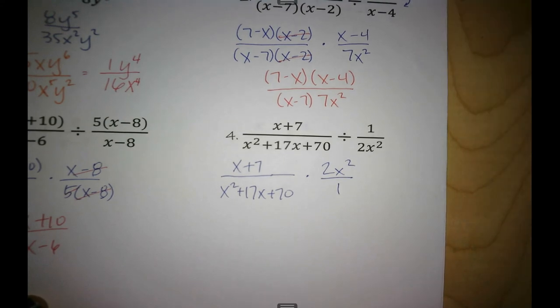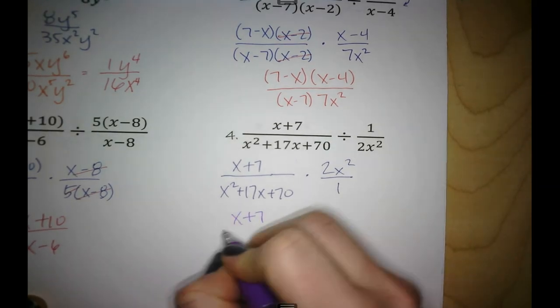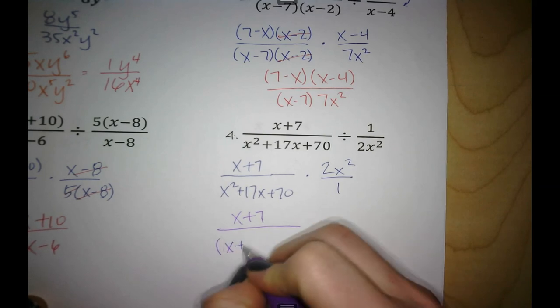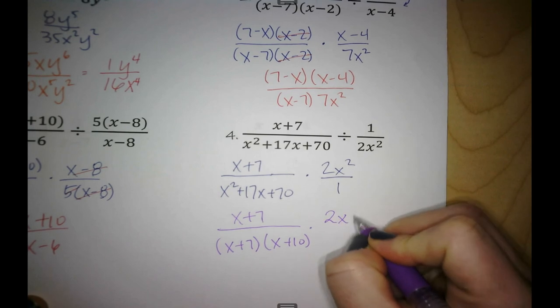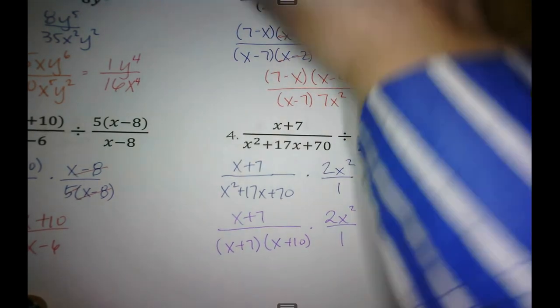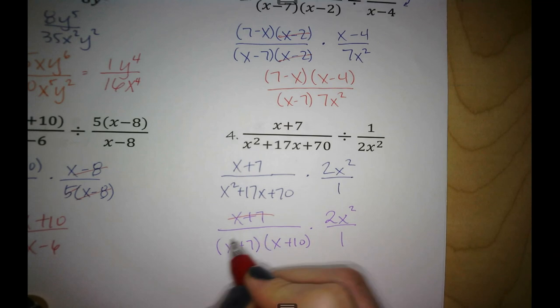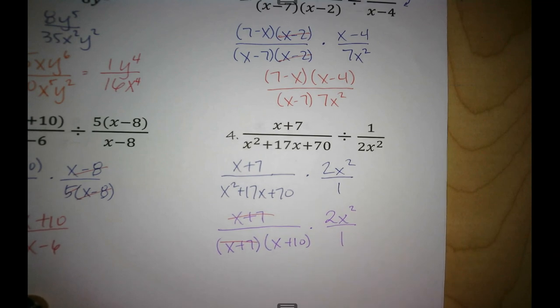So remember your cheat in your calculator, menu 331. I'm typing in 1, 17, and 70. And my factors here, x plus 7 on top, is x plus 7 and x plus 10 times 2x squared over 1. All right, we can eliminate this, and that looks like it. So left on top is 2x squared. Bottom is x plus 10.